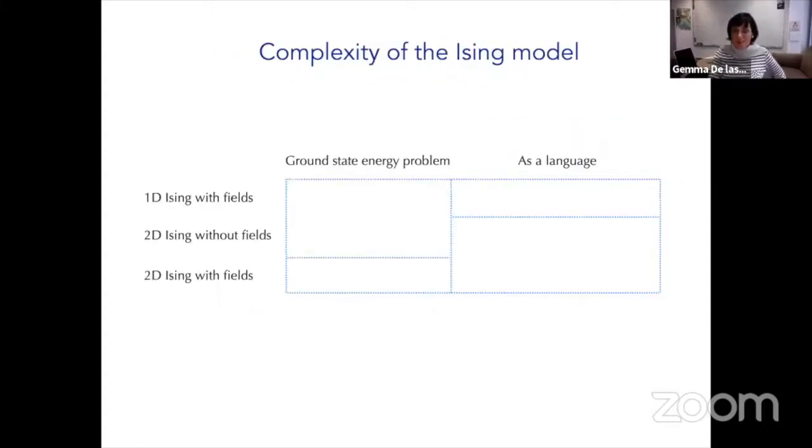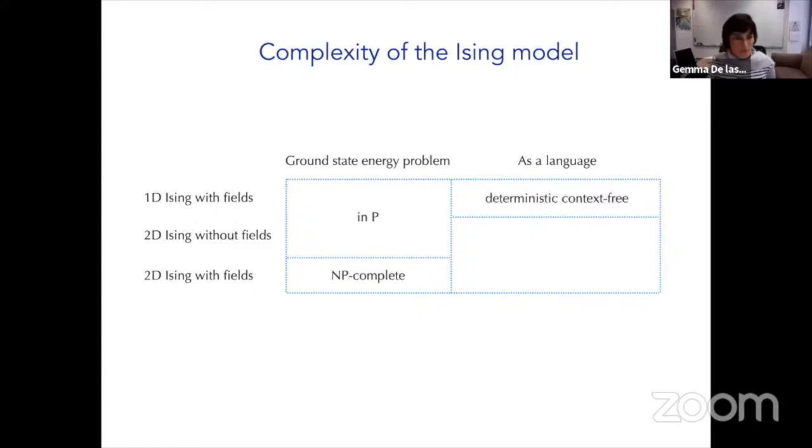Okay, and for the Ising model, the most famous spin model, we find a different threshold in complexity. Namely, usually this model is studied from the perspective of the ground state energy problem, where the 1D Ising with fields and the 2D Ising without fields are in the class P, polynomial time, so solvable by a polynomial time Turing machine. And the 2D Ising with fields is already NP complete.